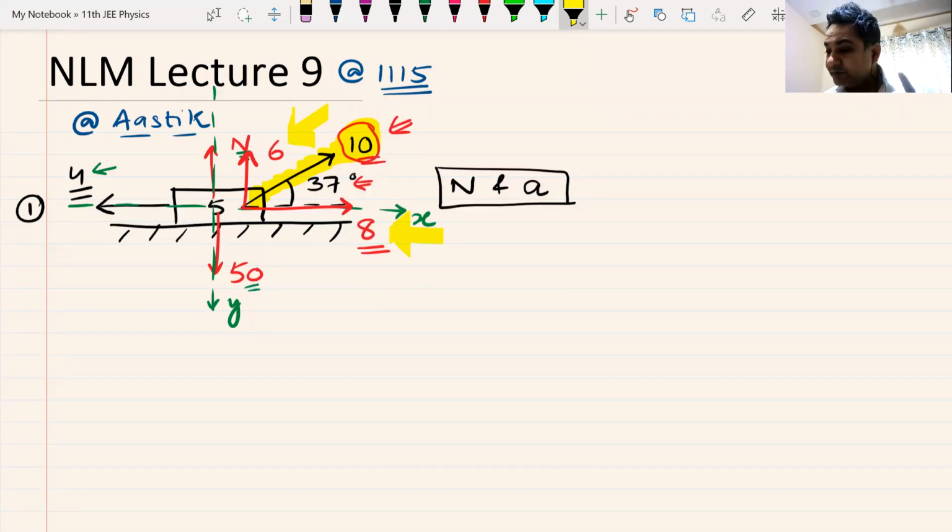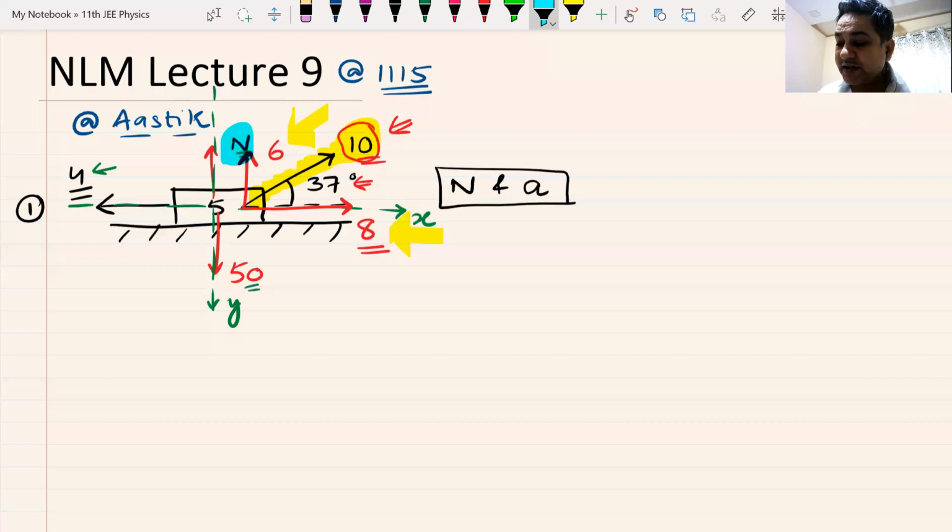What next? Now I will see where this block is going to move. Obviously, this is kept on a surface. It is not going to move from the surface. So there is no motion along y-axis. So I have to look at the forces along y-axis.